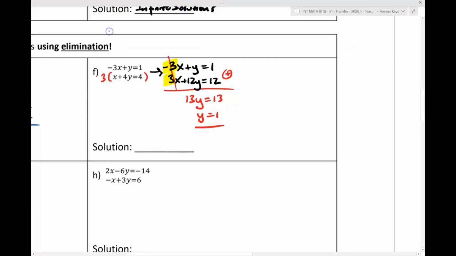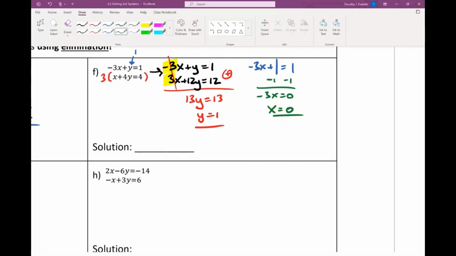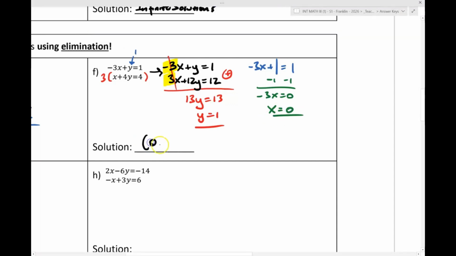And now again, take either one of those first equations. The first one seems easier to me. Negative 3x plus y equals 1. Right, so instead of y, I put 1. And now I can just solve that equation. Subtract 1, we get negative 3x equals 0. And so x equals 0. So our solution is the point 0, 1.